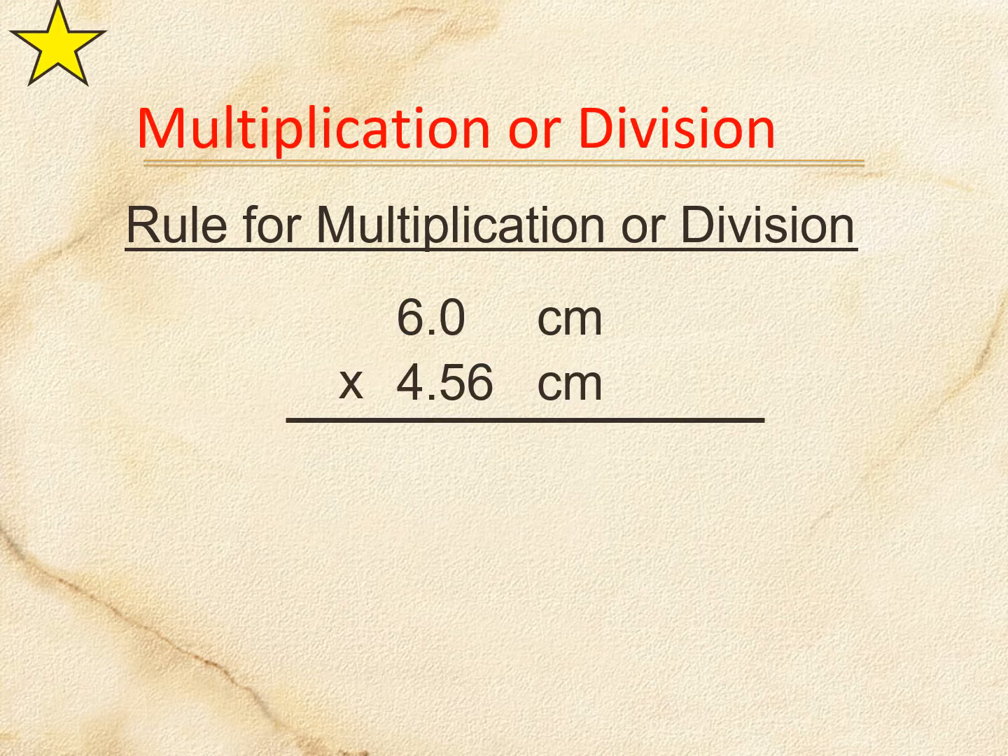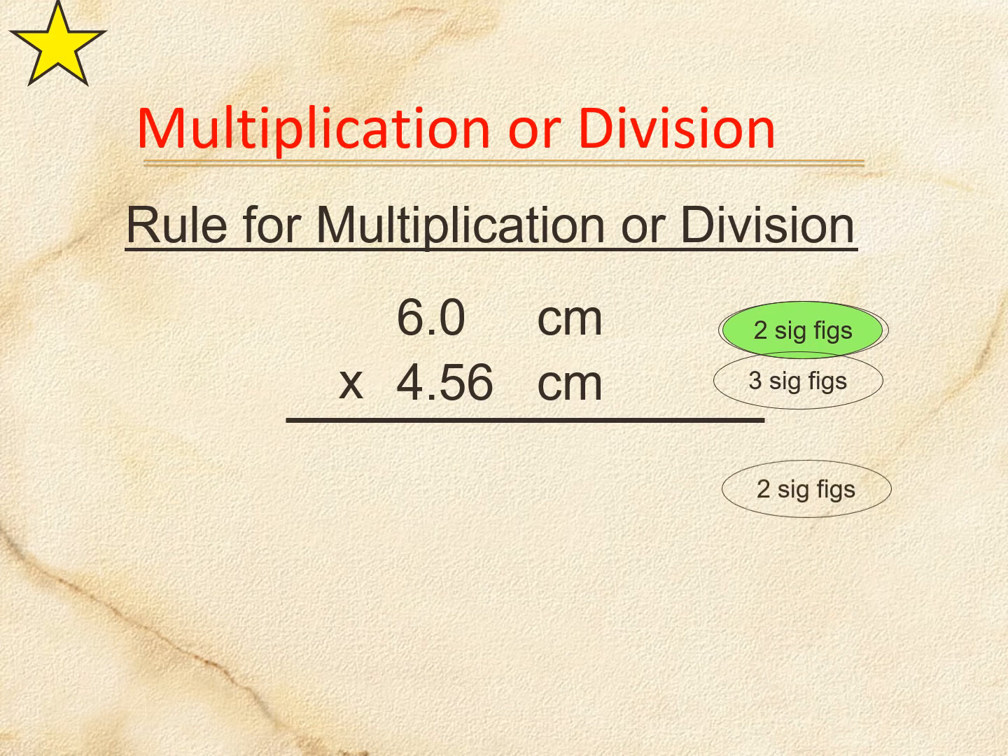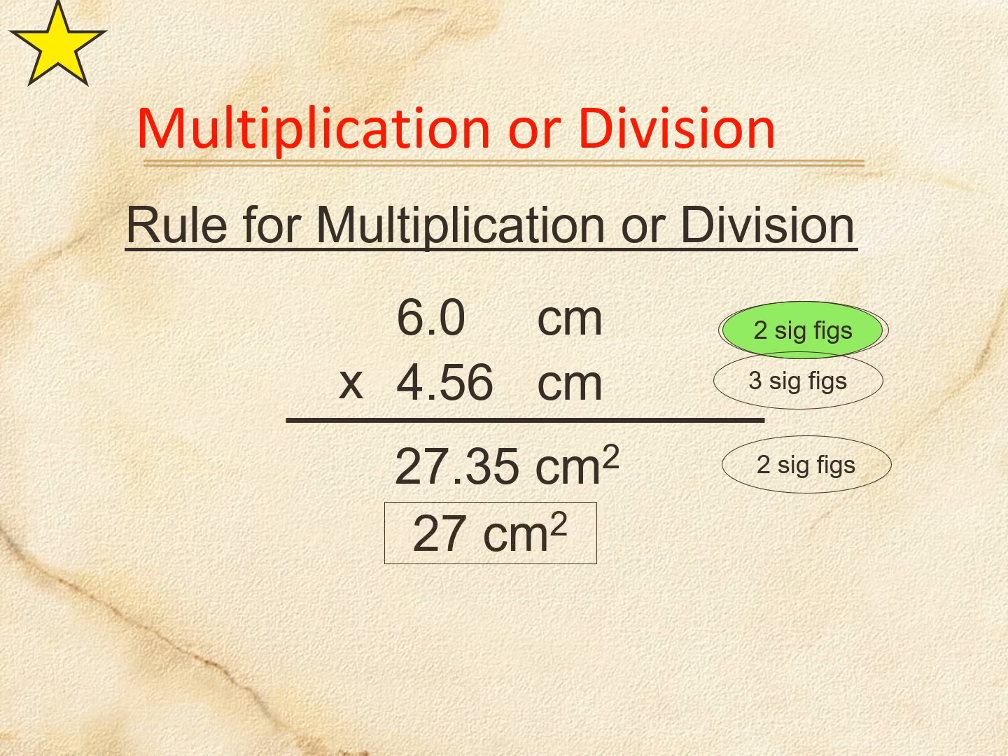So how many sig figs in 6.0? It's 2. 4.56 is 3. So your answer can only be 2 sig figs. When you do the multiplication, you get 27.35, so you round to 27 because the 3 is less than 5.